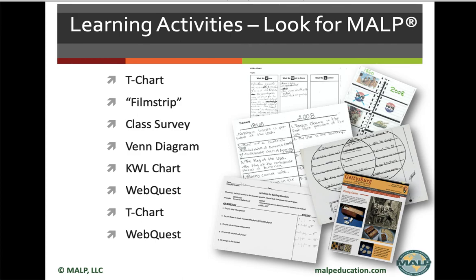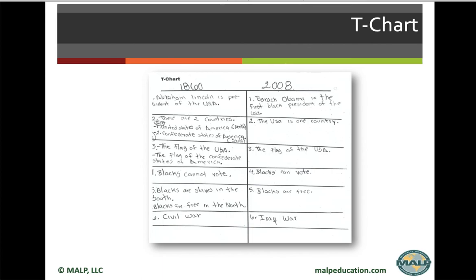All right, so this is the first one, a T-chart. It's pretty basic. It's got 2 dates. This was done as a class activity, the whole class together. So they all ended up with the same T-chart, right? And she had them looking at material together and talking about it as a class. This was a teacher-guided activity.